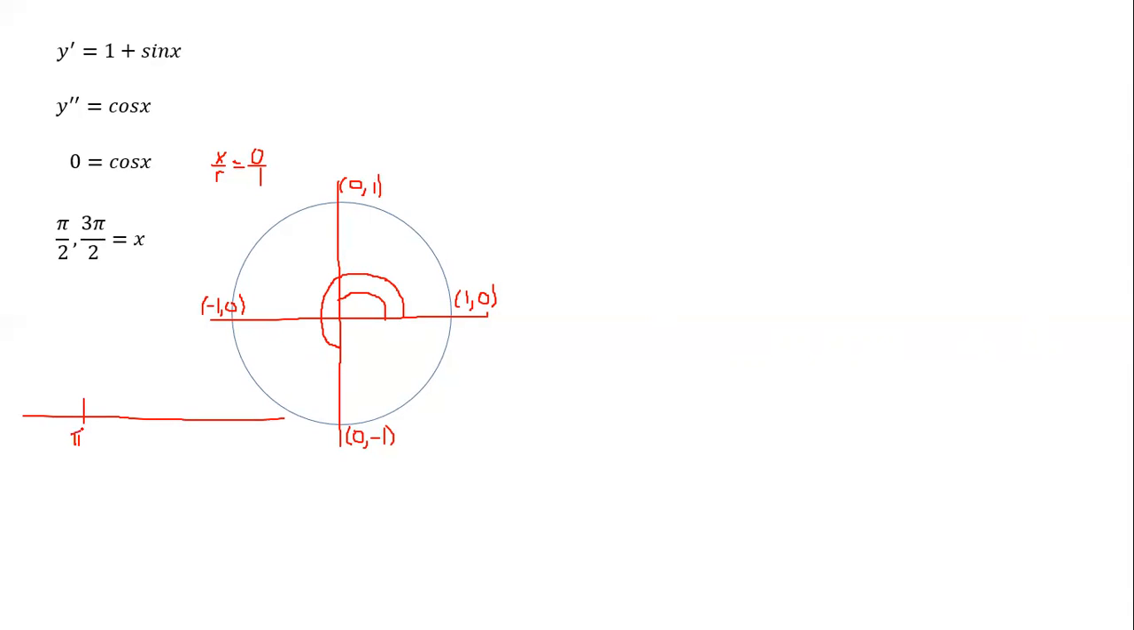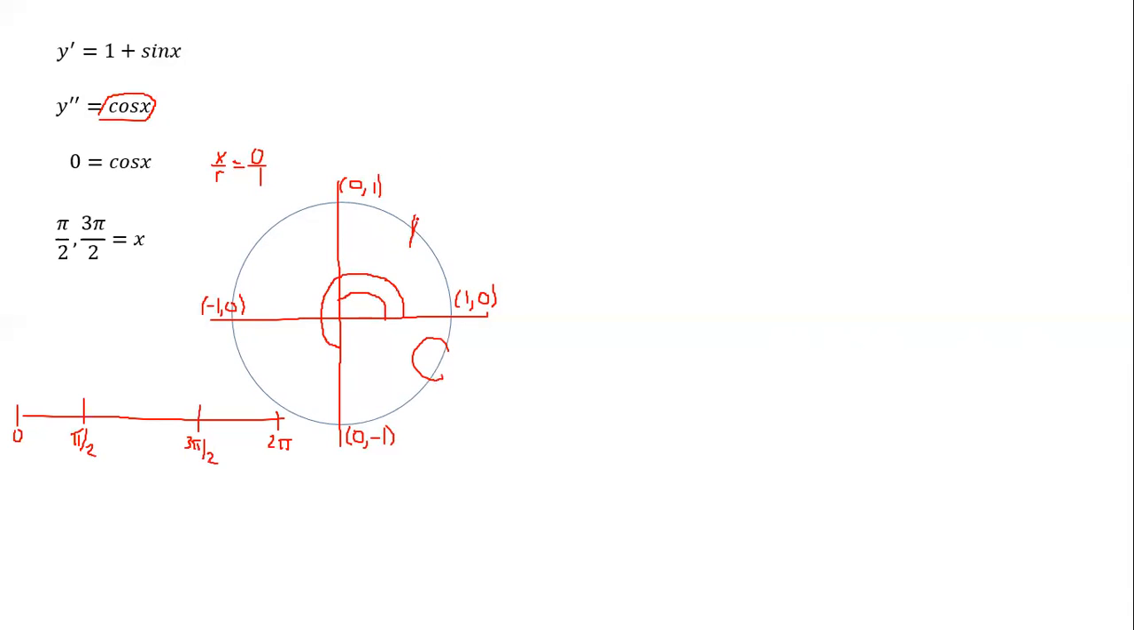Pi over 2 and 3 pi over 2. Again, hold off and only go from 0 to 2 pi. We're looking at the second derivative, which is cosine x. So let's think about this.